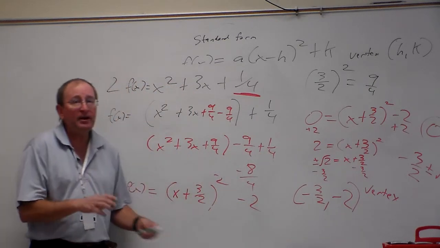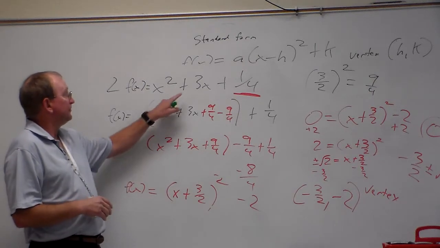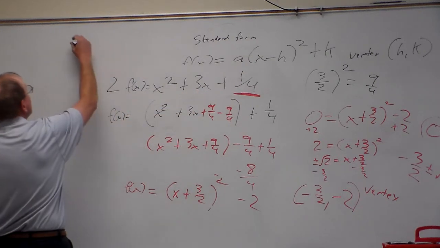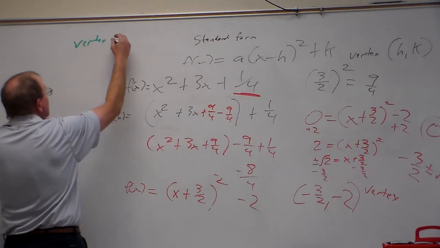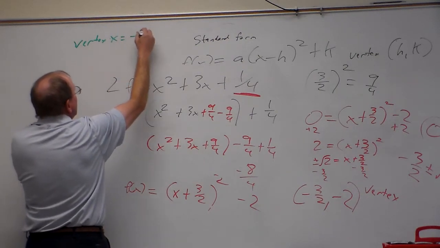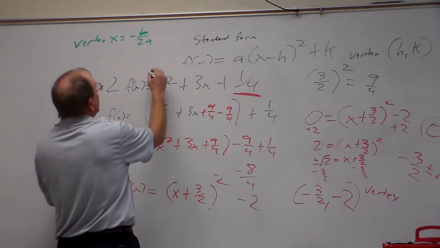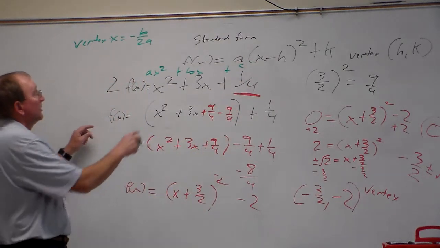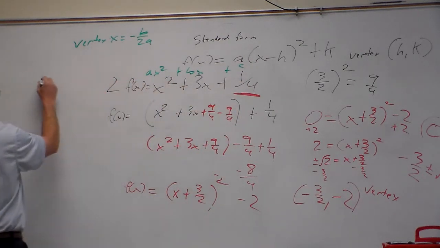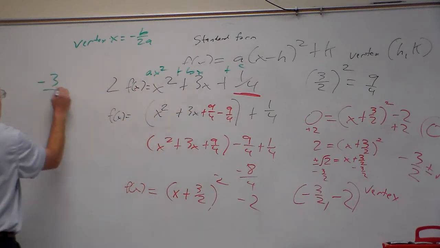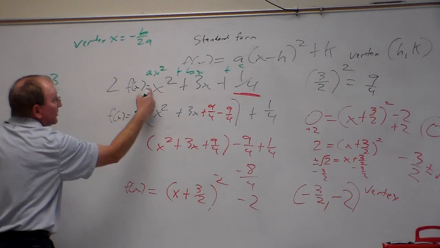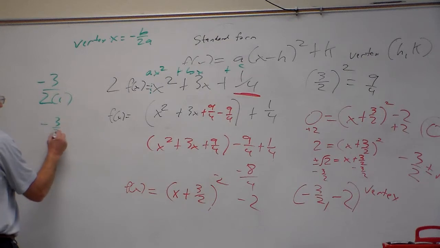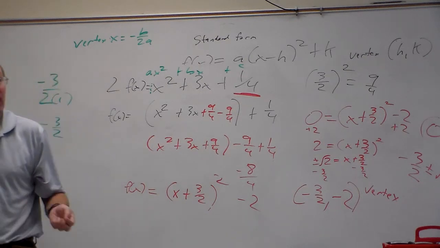Now, you want to know an even easier way to find the vertex? I showed this the other day: the x value of the vertex is at negative b divided by 2a. Remember, ax squared plus bx plus c. What is the b value here? 3. So negative 3 divided by 2 times the a value, which technically is a 1. So the vertex is at negative 3 halves. That's a whole lot easier, isn't it?